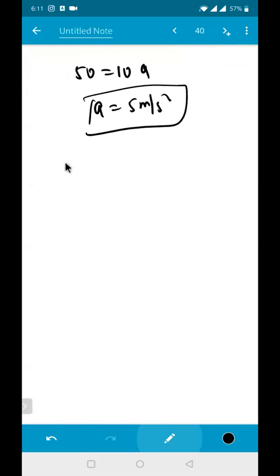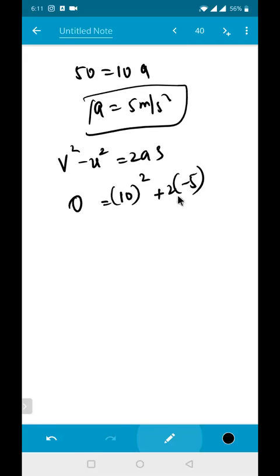Now distance traveled is being asked. I can use the relation V square minus U square is equal to 2as. So finally, before it stops, when velocity is 0, that is equal to 10 square, initial velocity is 10, plus 2 into acceleration, which is negative, because it is acting in the opposite direction. It is the reversing property of friction. Distance traveled is s. So if I'm taking this relation, see how much I'm getting. The distance traveled will be equal to 10.